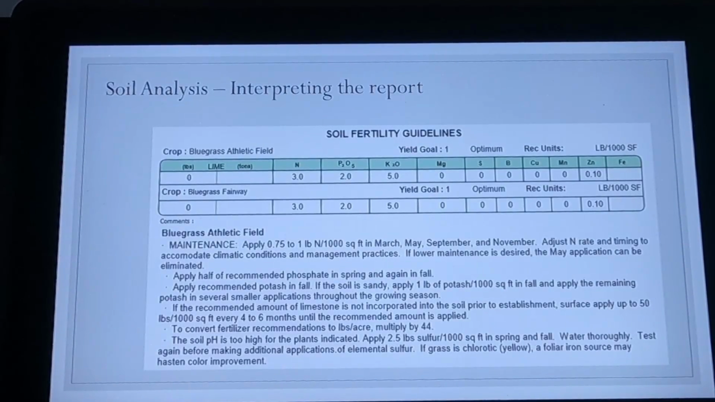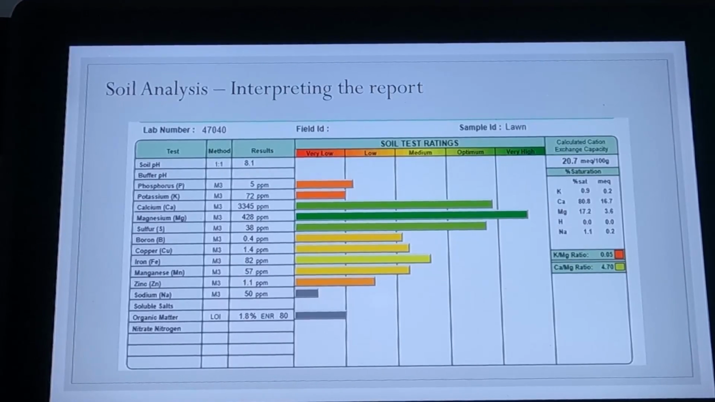We went over soil test reports, so this is almost right in line in time with what we were doing in lab. Y'all feel confident about how to read a soil test report? Yep.